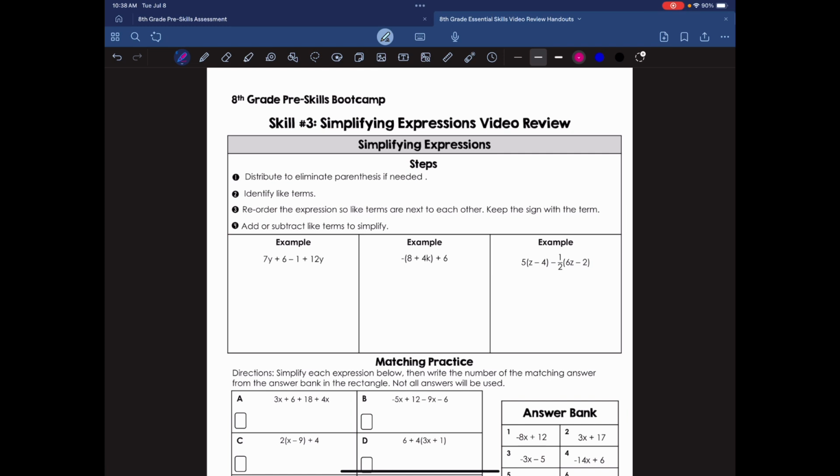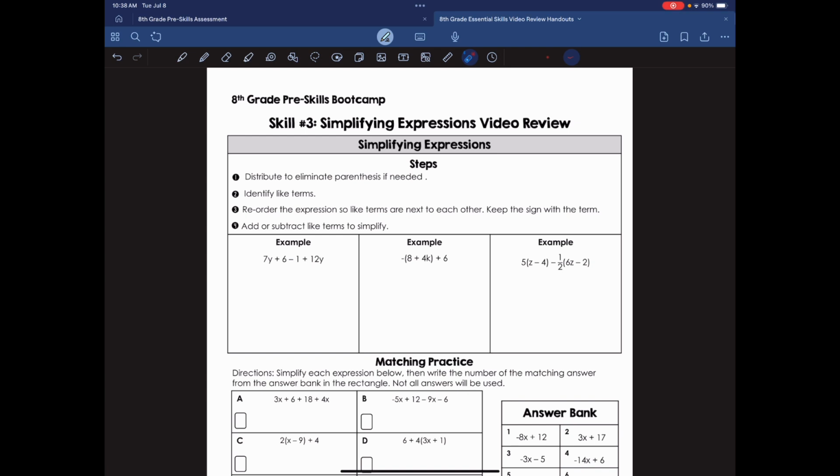So step 1 is always to distribute to eliminate parentheses if you have them. So if you don't have parentheses, you can skip that step for distribution, but that should always be what you're thinking about first. Step 2, we want to identify the like terms. So once we've distributed, can we figure out which terms are alike? And I'm going to show you how I kind of like to code the like terms so that it's easier to make sure we're not forgetting to put like terms together, and we're also not forgetting to take their signs with them.